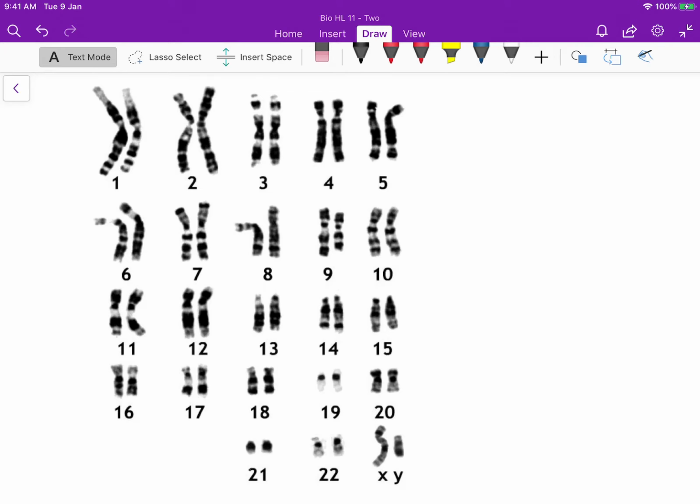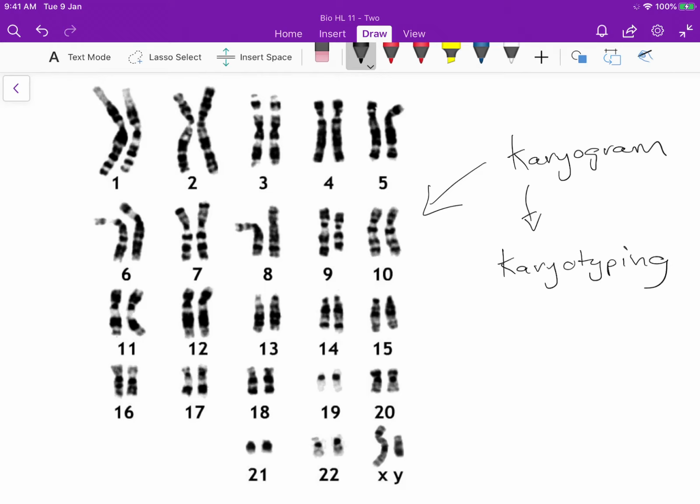Have a look at this. This is a karyogram, and it's made through the process of karyotyping. Karyotyping is taking an image of all the chromosomes, and we would only see these chromosomes during cell division. So during cell division, they take a photo down a microscope and they arrange all the chromosomes together. We'd never see them just like this underneath a microscope.